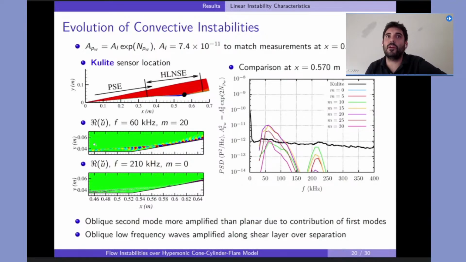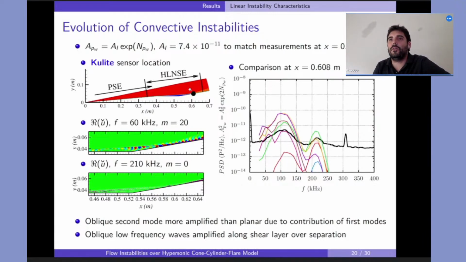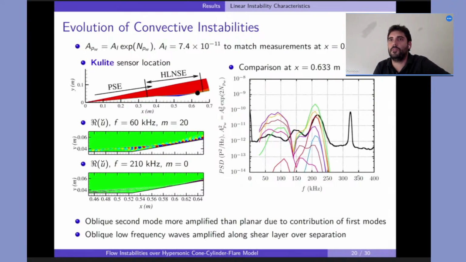We did the same thing with the Kulite sensors, and we got actually a very similar conclusion. As you can see now, as we move through the Kulite sensors, they are again capturing both lobes at those locations, with the Kulites and with the PCBs.